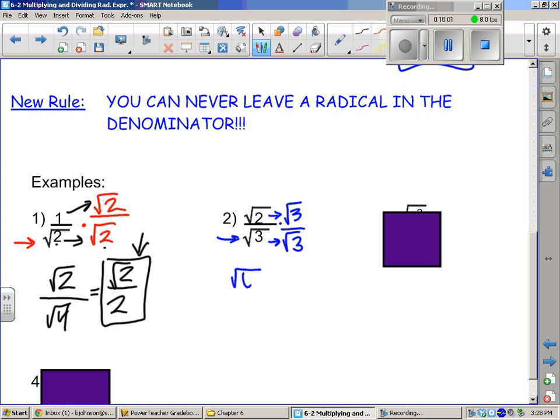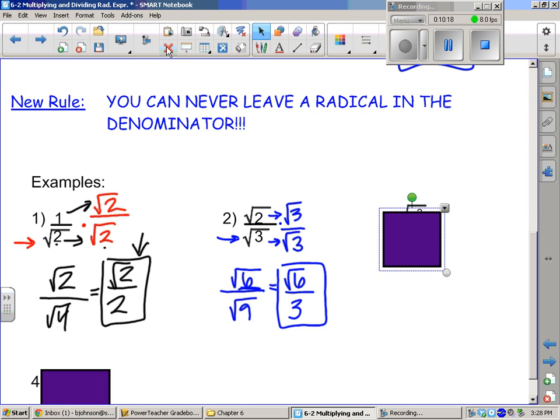2 times 3 in the top, that's going to be 6. 3 times 3 in the bottom is going to be 9. Then try to simplify. You cannot simplify square root of 6, so that's got to stay. And then 3 just goes on the bottom. Can I divide the 6 and the 3? Because square root of 6 is like 2.7 or something. Yeah, and they either have to both be in radicals or both be out. Right. To simplify.